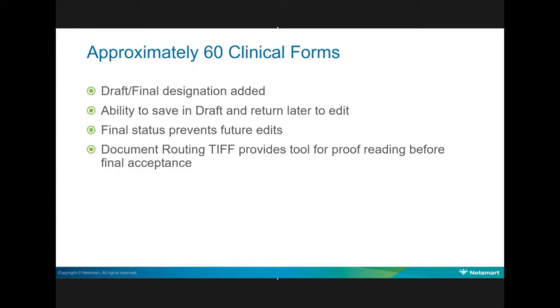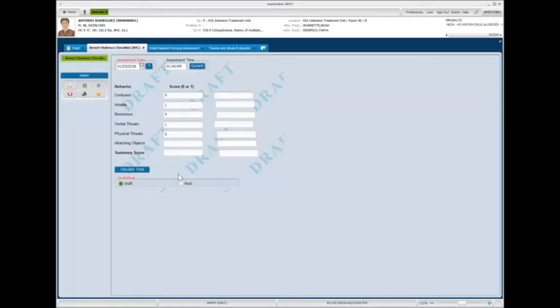However, the main purpose for this March 5th rollout of document routing is the ability to review the image of your form, which is called a TIFF. The ability to review the TIFF prior to making the form final in the system provides quality assurance, which leads to better client care. Now, we will not be covering all 60 forms in this course. However, we will review a few forms to see how this new draft final functionality will affect how you work in My Avatar. Let's go ahead and switch over to My Avatar now.